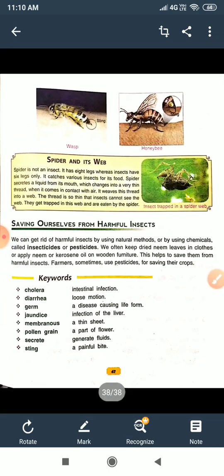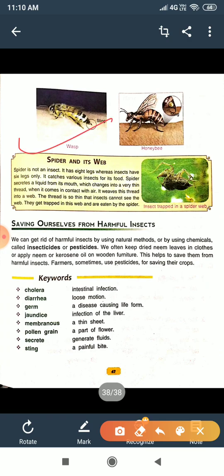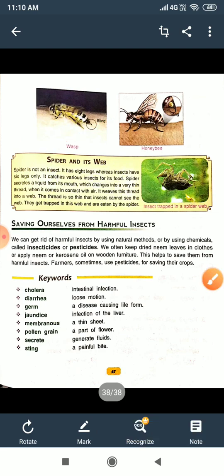One more very important thing is the spider and its web. A spider is not an insect. It has 8 legs, whereas insects have 6 legs only, and it catches various insects for its food. A spider secretes a liquid from its mouth, which changes into a very thin thread when it comes in contact with the air, and it weaves this thread into a web. The thread is so thin that insects can't see the web, and they get trapped in it and are eaten by the spider. This is very important for all of you.